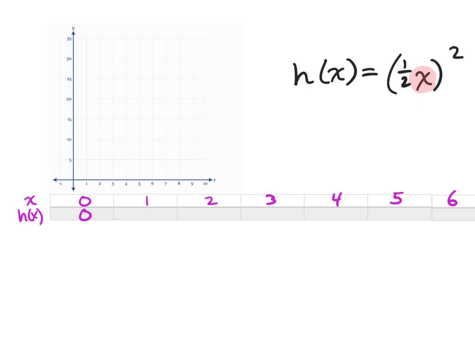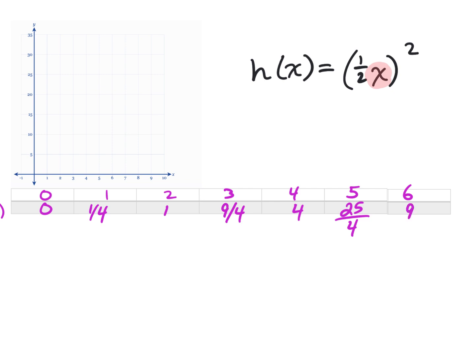Once we plug in 1, we're going to get 1/2 squared, and the result there is going to be 1/4. When we plug in 2, we take 1/2 of that quantity. So what we actually end up squaring is 1, and we get 1 as a result. When we plug in 3, we will have 3 halves quantity squared. That's going to be 9/4. And when we plug in 4, we divide that by 2 to get 2, and square that, we get 4 as a result. When we plug in 5, we'll get 25 over 4. And when we plug in 6, we're going to get 9 as a result.